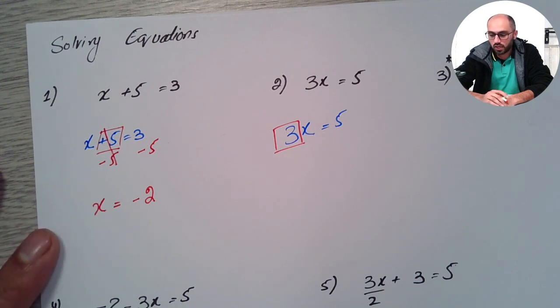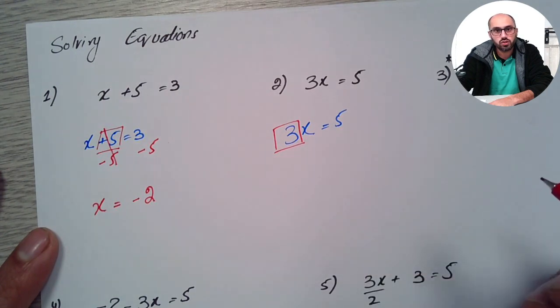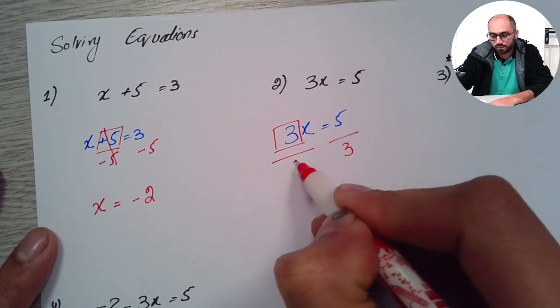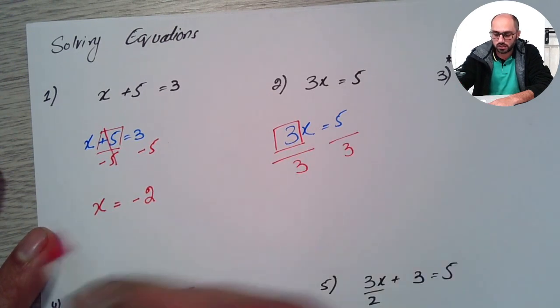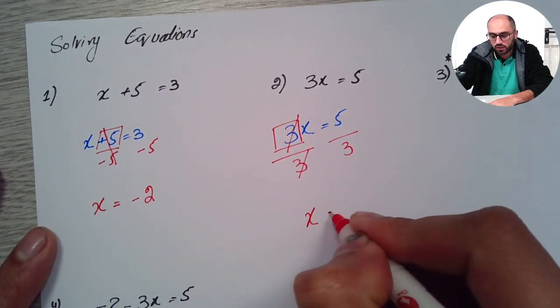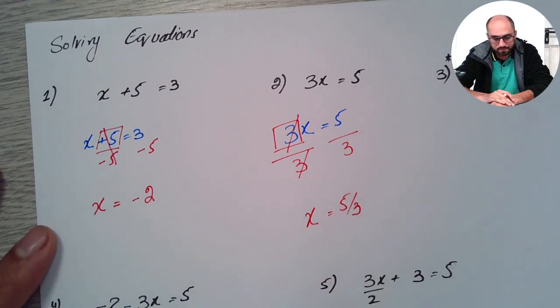What will I now do to cancel out this 3? Because 3 is being multiplied to x, the opposite of multiplication is division. So I'll divide both sides by 3. If you divide this 3 by this, they will cancel out, leaving you with only x on the left side, and on the right side you'll have 5 over 3.